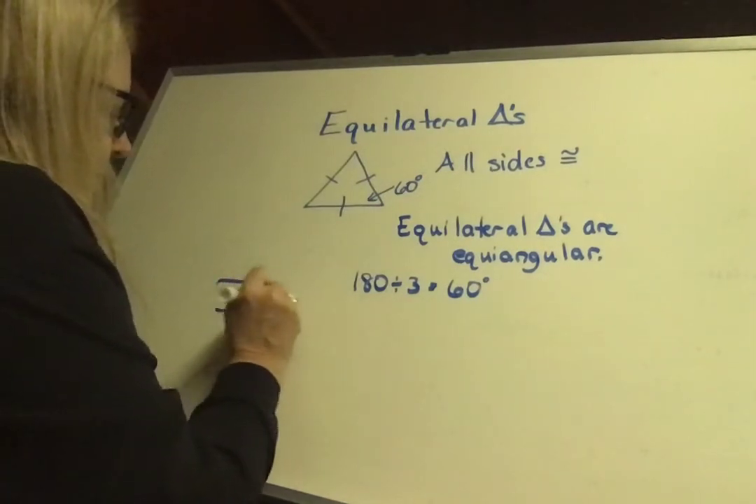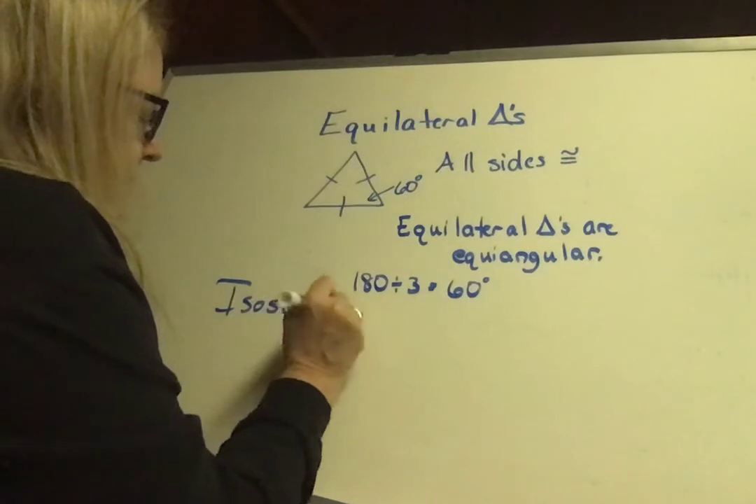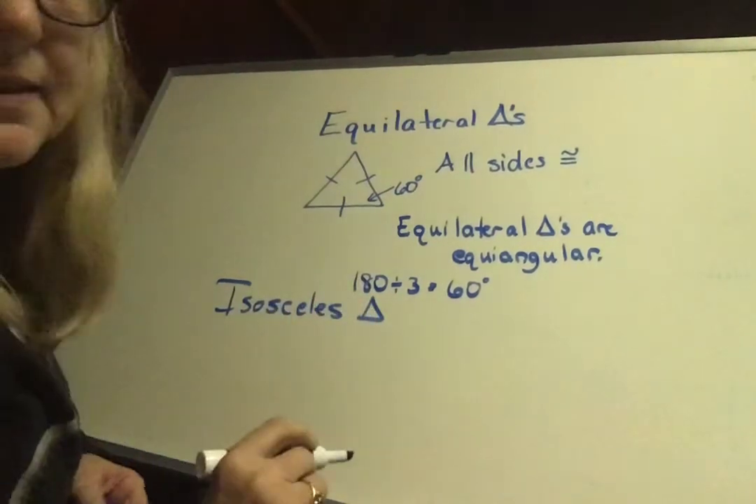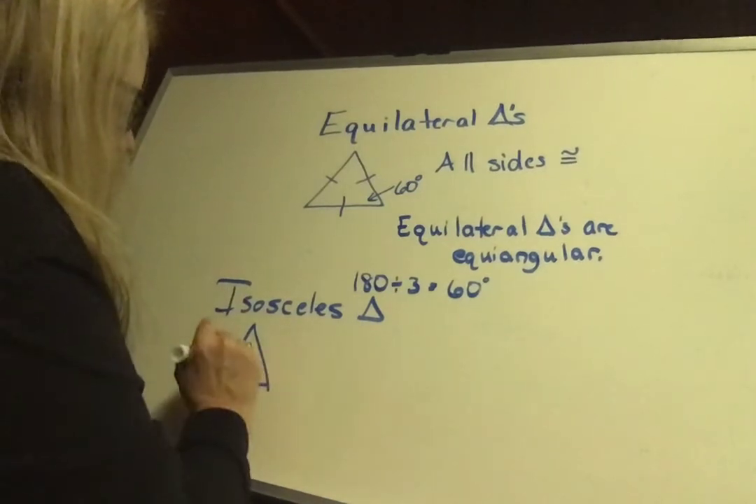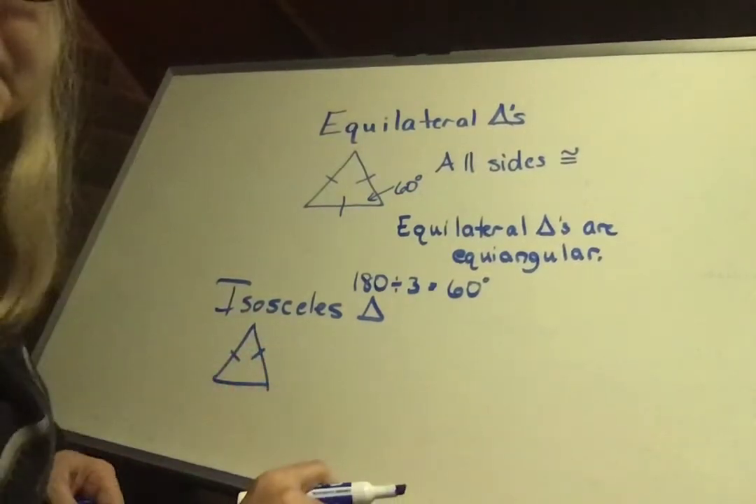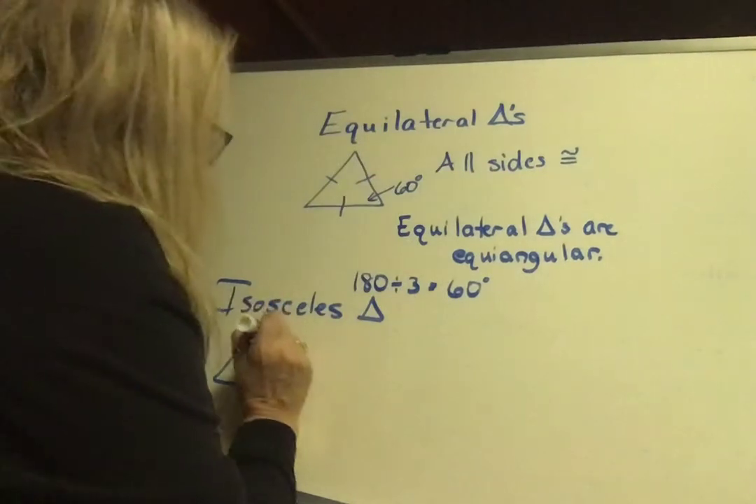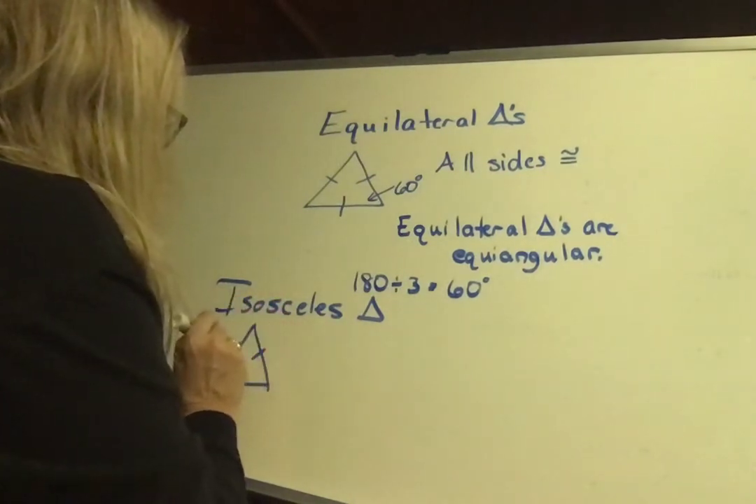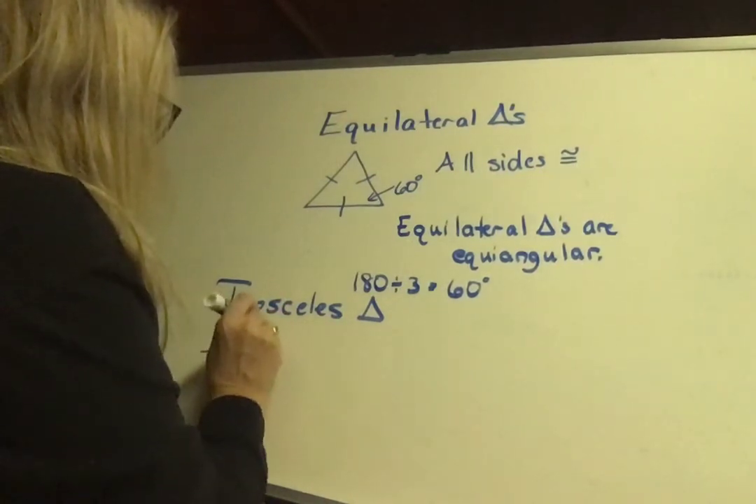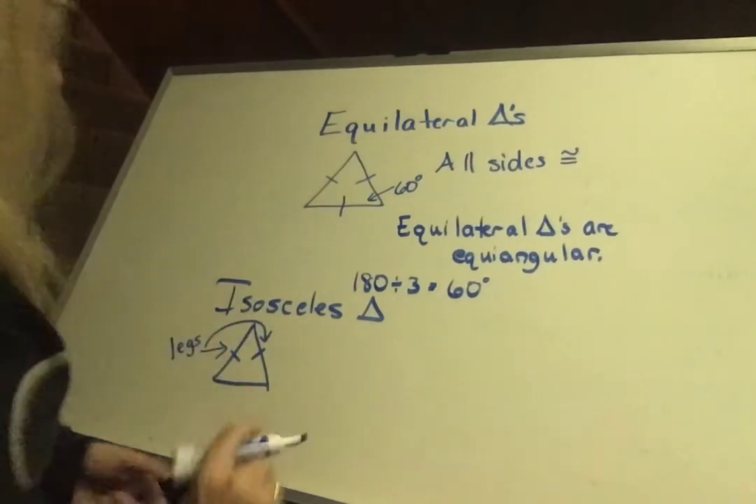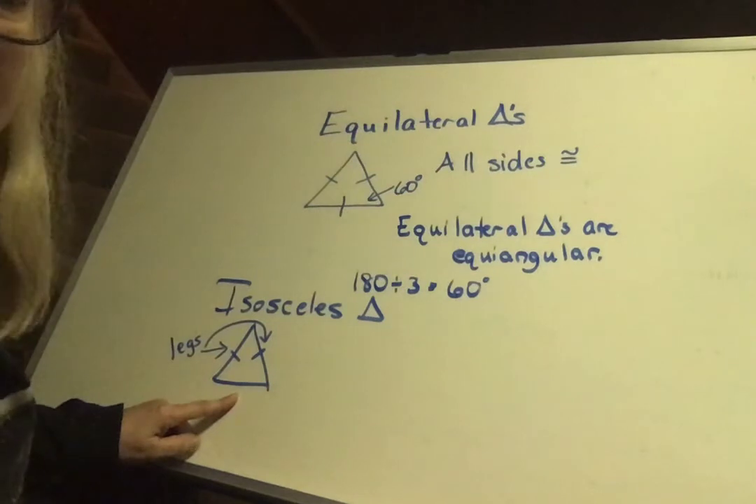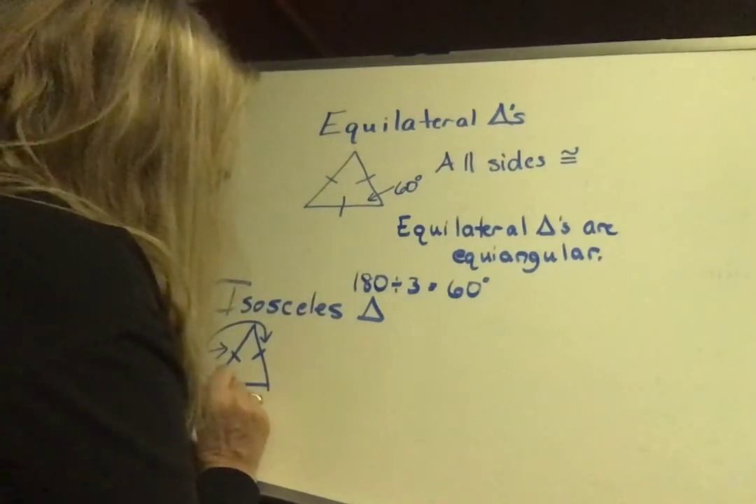Isosceles. An isosceles triangle means that two sides are the same. Those two sides are referred to as legs. The one that is not the same is referred to as the base.